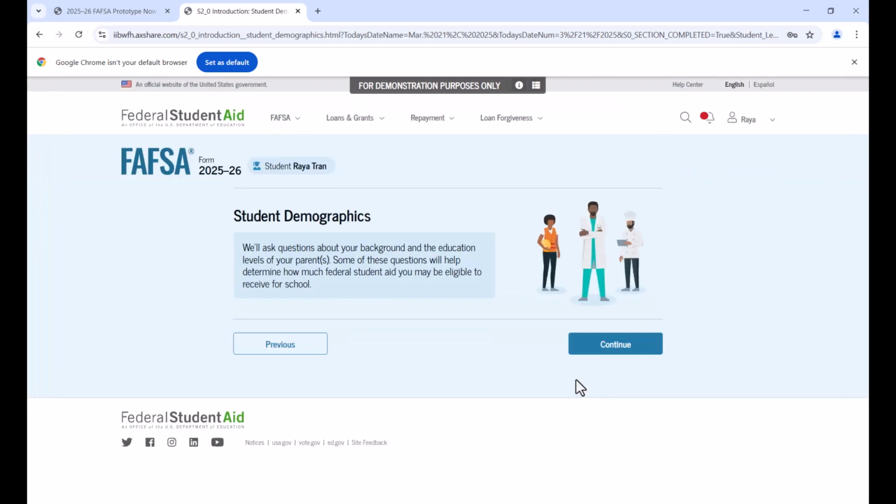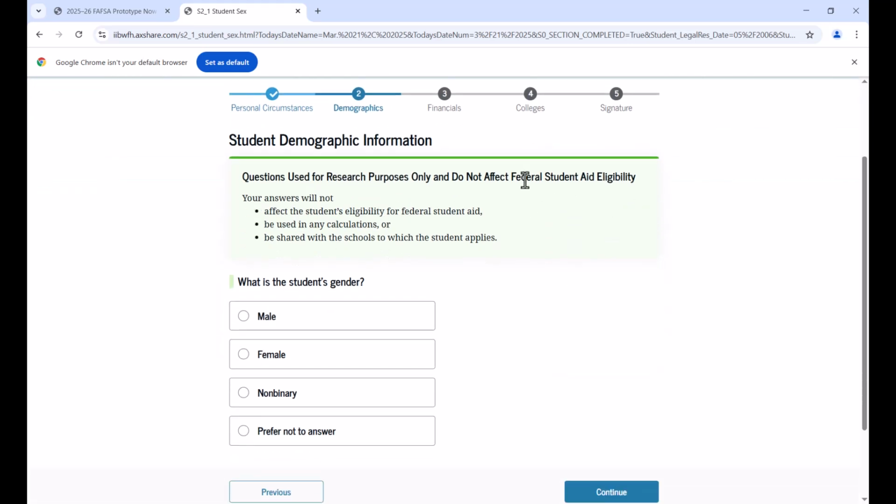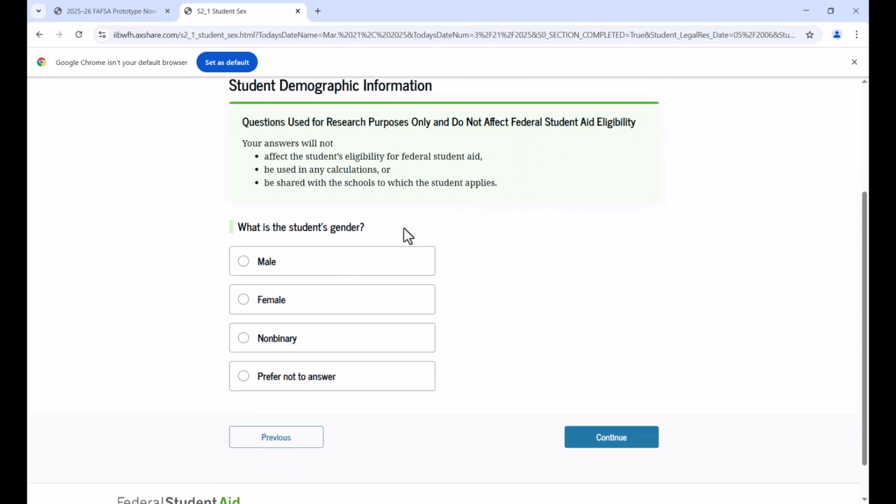We will then continue on, and now we are entering the student demographics section. It's important to note that these questions are used for research purposes only, and they will not affect federal student aid eligibility. Okay, so it is asking what the student's gender is. So we're going to enter that information there. If you prefer not to answer, you can select that there. Prefer not to answer.